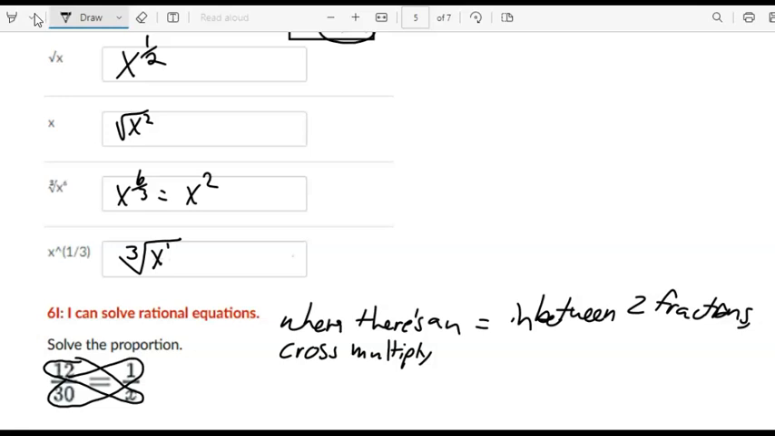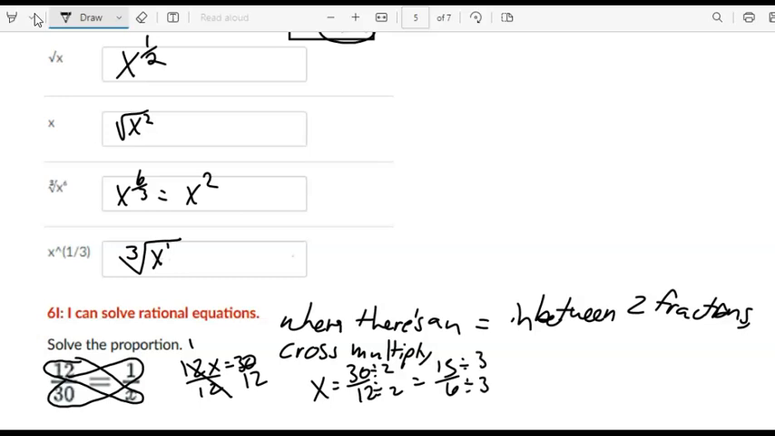So then you have 12x equals 30. Divide each side by 12. X equals 30 over 12. Let's reduce that. We could divide each of those by 2. 15 over 6. We could divide each of those by 3. So we have x equals 5 over 2.